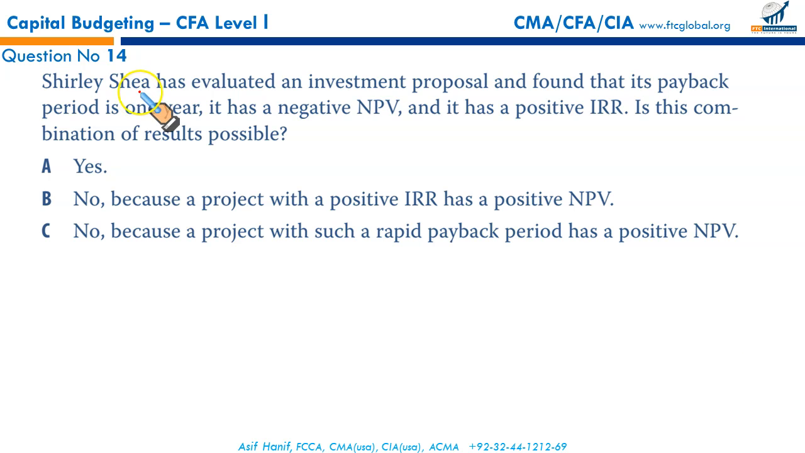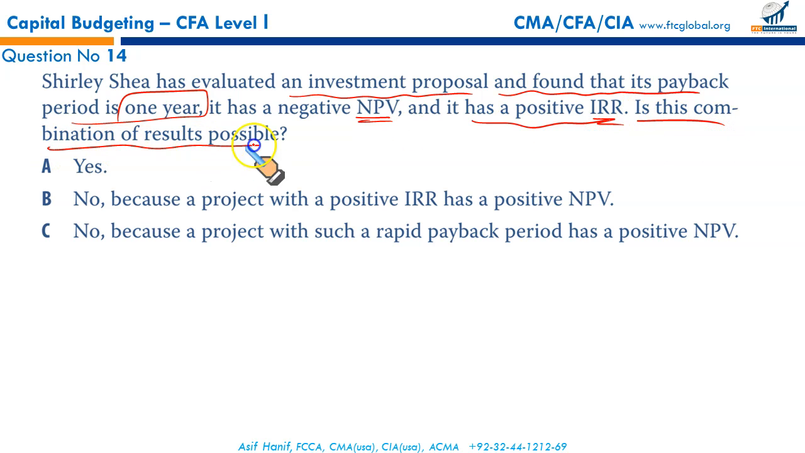Next, Shirley Shia has evaluated an investment proposal and found that its payback period is 1 year. It has a negative NPV and it has a positive IRR. Is this combination of results possible? We can take any combination that makes sense in the given scenario. So I'm going to take the one that has been suggested in the solution. What we require is that the payback is 1 year, NPV is negative, but IRR is positive.